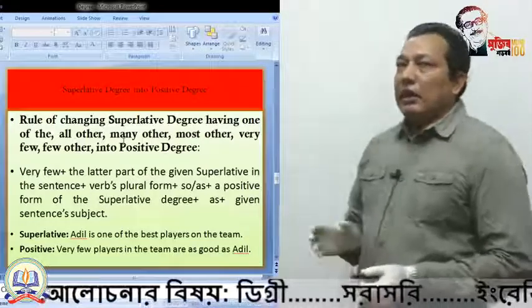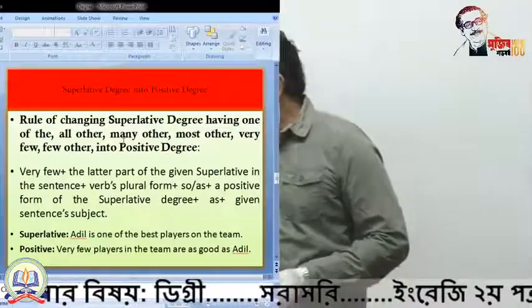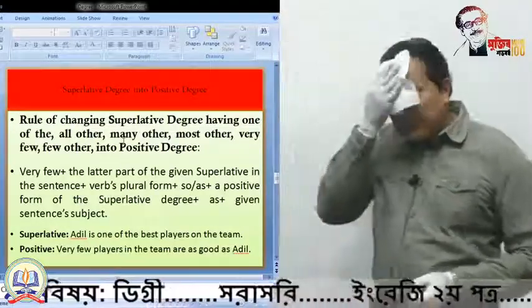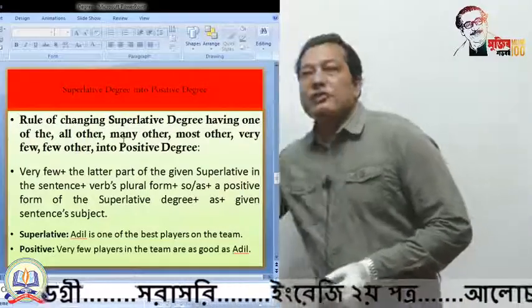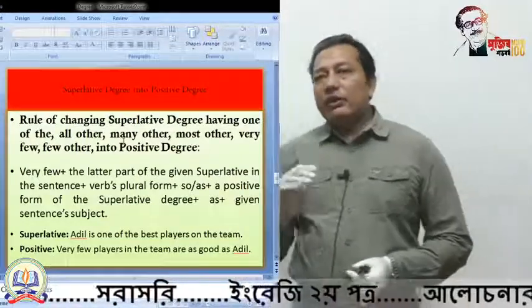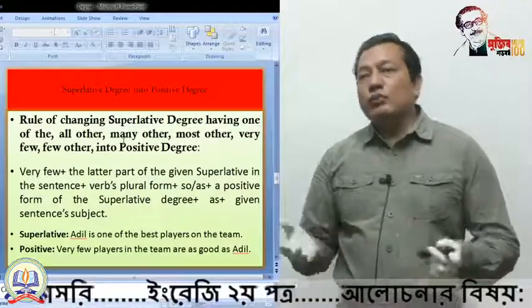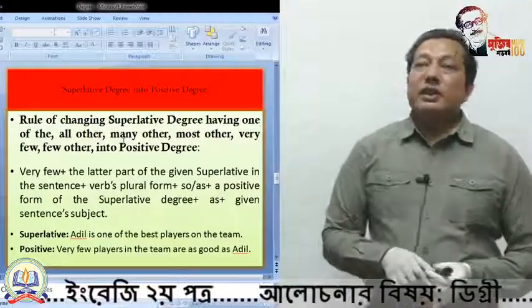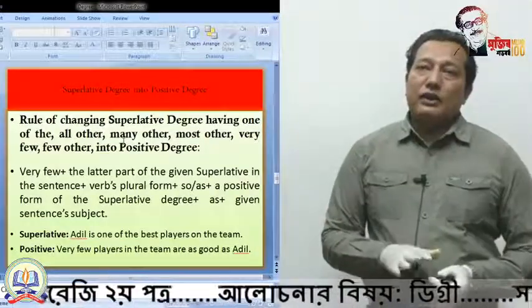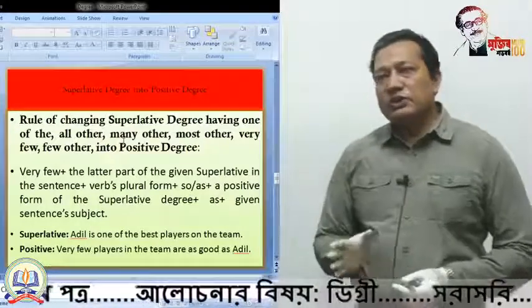That means in the construction of positive degree, superlative degree or comparative degree, you will find some different forms. Like here you are getting the superlative degree started with "one of the," but at first we saw it started with "the." That means if you get one of the, or all other, or many other, most other, like that, of course you have to transform that superlative degree into positive in this way.